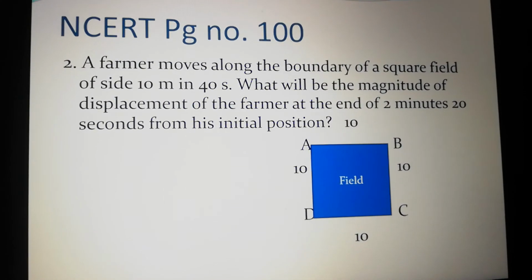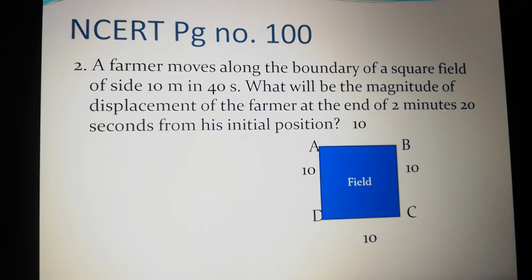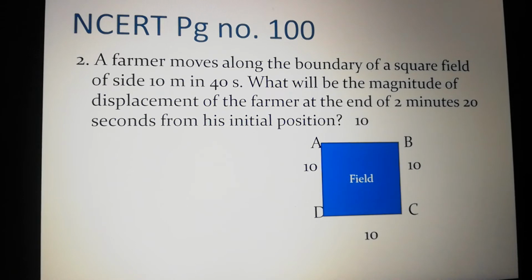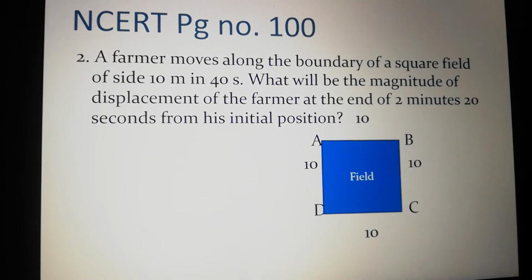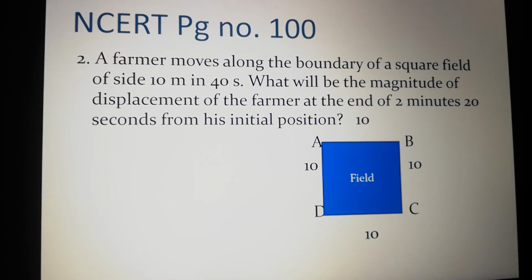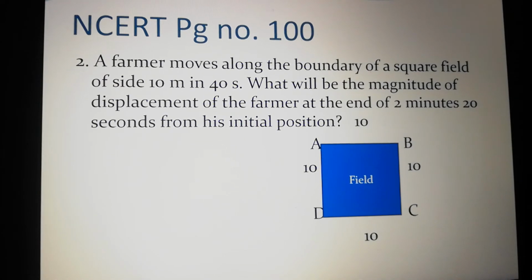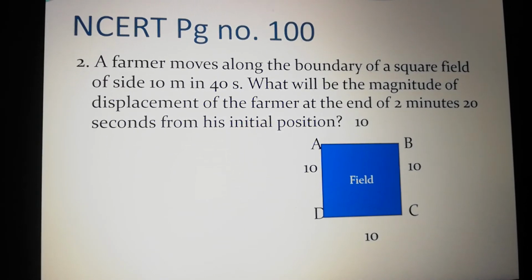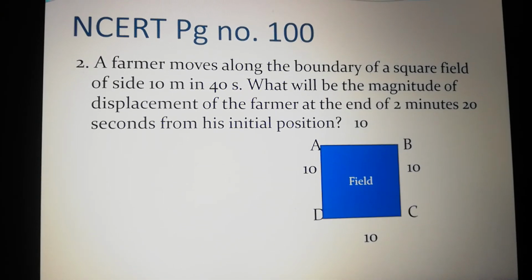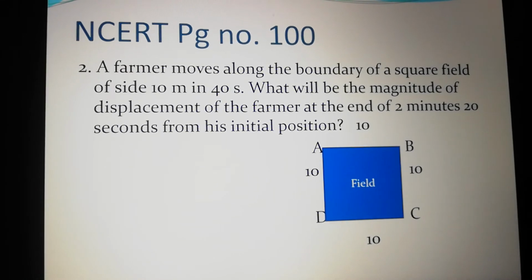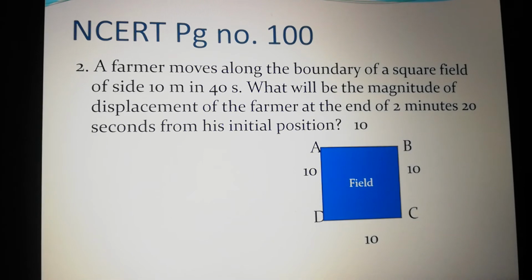This is the numerical in your NCERT science textbook, page number 100, second question. The question is like this. A farmer moves along the boundary of a square field of side 10 meter in 40 seconds. What will be the magnitude of displacement of the farmer at the end of 2 minutes 20 seconds from his initial position? This diagram was not given in your book. We are drawing this diagram. See, whenever any numerical comes, if possible draw a rough figure. This figure is not given in the textbook, but I recommend that you draw the figure of any numerical that is given so that you understand and solve the numerical.